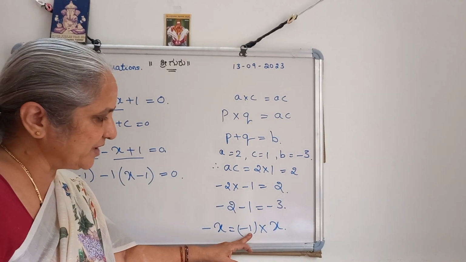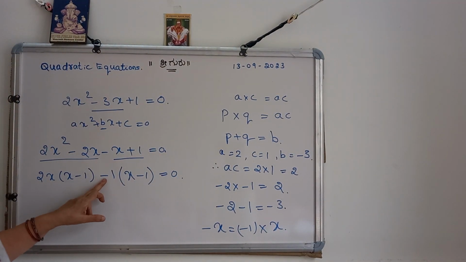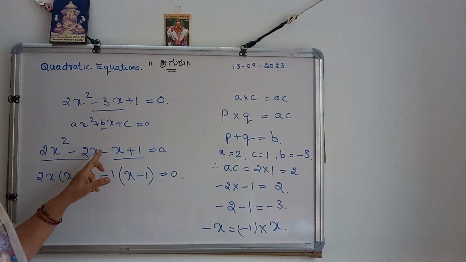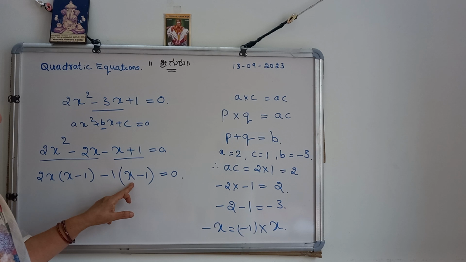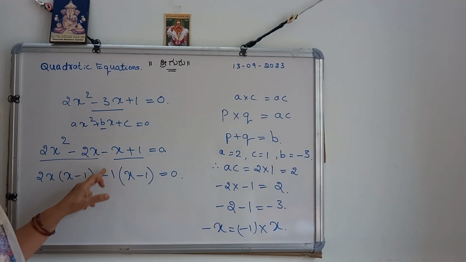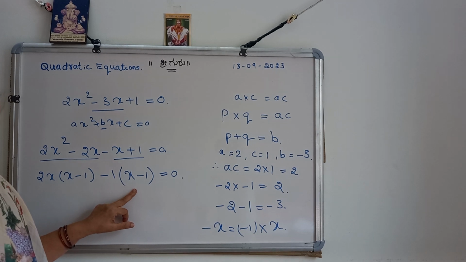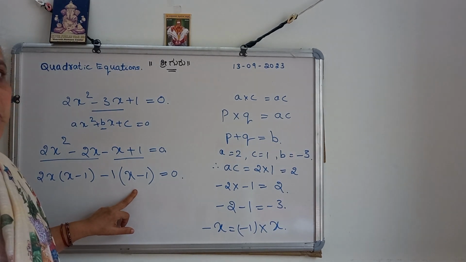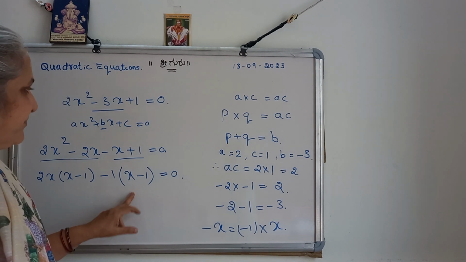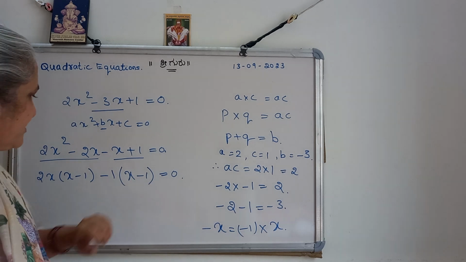Therefore, minus 1 is a factor of minus x. Taking the minus 1 as the factor here, we have to divide the first term by minus 1 and we get x, because minus x divided by minus 1 is x. Always if you divide minus sign by the minus sign, you are going to get plus sign. Then plus 1 divided by minus 1 is equal to minus 1.